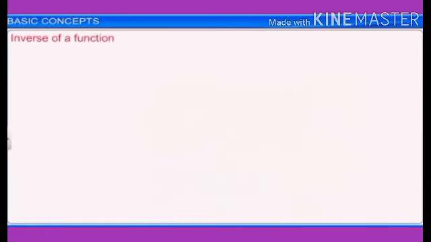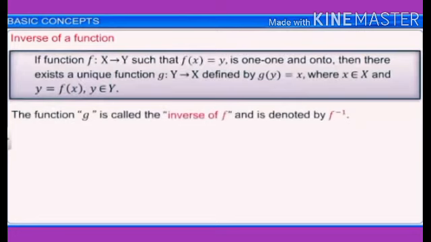Let us also recall the concept of the inverse of a function. If a function f from set X to set Y, defined by f of x is equal to y, is 1-1 and onto, then there exists a unique function g from set Y to X, such that g of y is equal to x. Such a function g is called the inverse of function f, and is denoted by f with superscript -1.